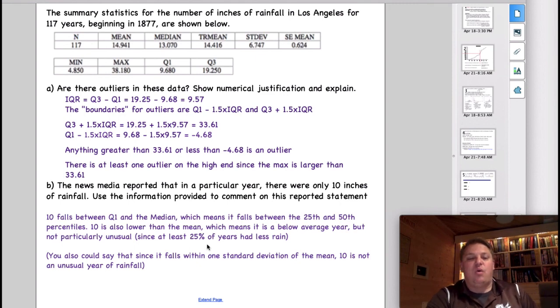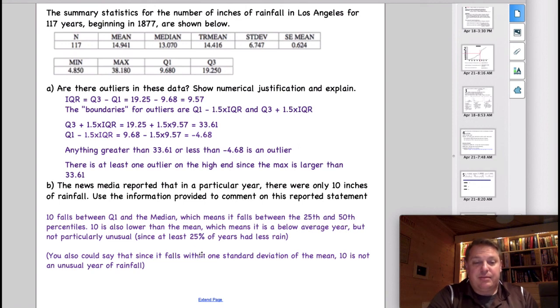So this is just one example. You could say 10 falls between Q1 and the median, which means it falls between the 25th and 50th percentile. 10 is also lower than the mean, which means it's below average, but not particularly unusual since at least 25% of years had less rain. And that 25% just comes from Q1. So again, there's lots of ways you could phrase this.